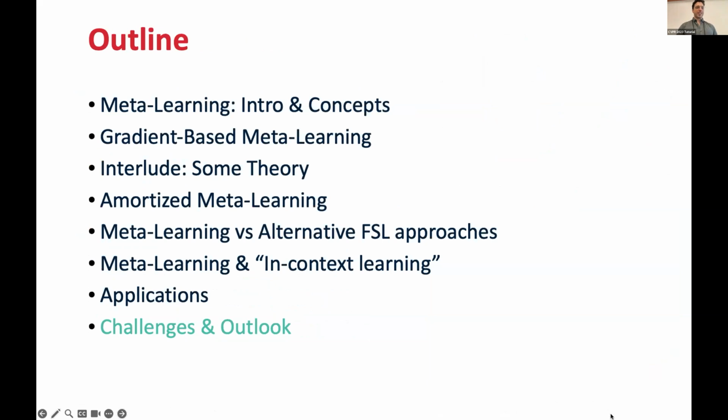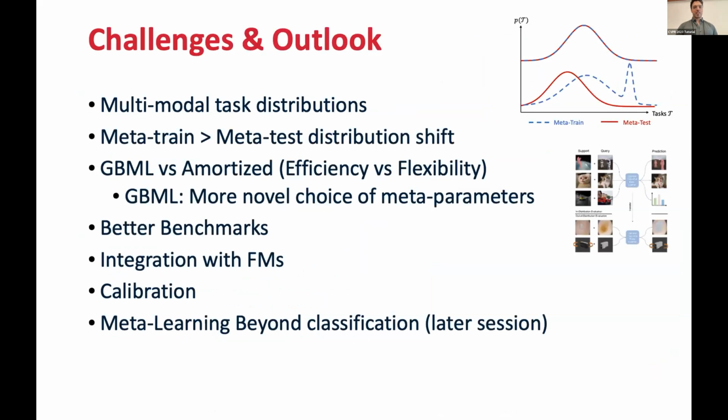And yeah, so it's just some final remarks. I think in terms of the outlook and the challenges, multimodal task distributions are important. So things where the tasks are more different than episodes drawn from mini ImageNet. Schematically here, if you have some task distribution, there might be multiple modes in that task distribution rather than one single mode. And also meta-train, meta-test distribution shift. This is something that comes up in cross-domain few-shot learning, etc. We still don't have very good solutions to this.